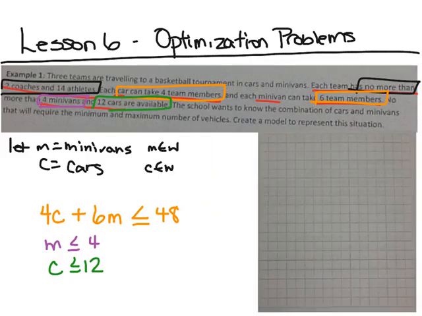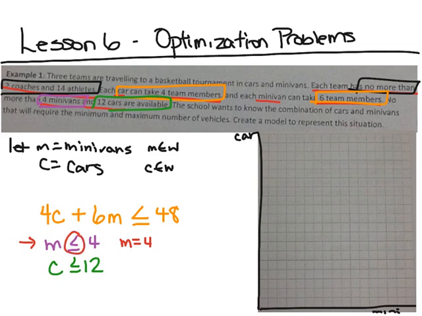So these are our 3 functions. Let's decide that our x-axis is our minivans and our y-axis is our cars. Let's plot our second 2 lines first because they're easier. This one is M equals 4. We know that it's going to be a solid line, and because M is an element of the whole numbers, it's going to be discrete.